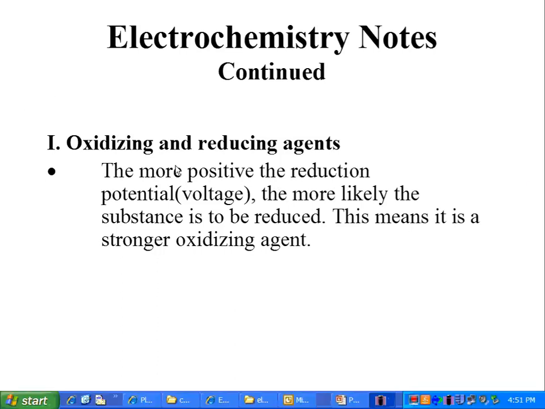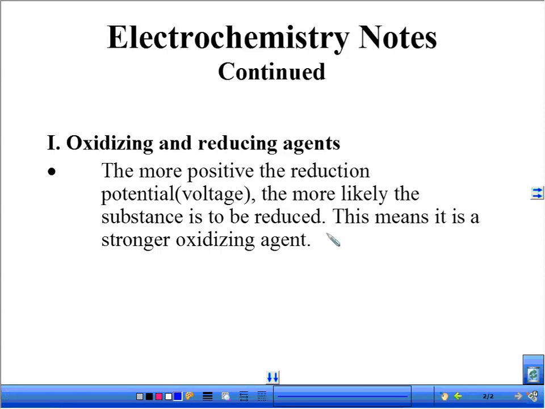The word that the book uses for oxidizing agent, they actually call it an oxidant. So basically they'll run those two words together. Oxidizing agent and the word oxidant mean the same thing. So the more positive your voltage, the stronger the oxidant is. That would be the reactant, and it's more likely to be reduced.